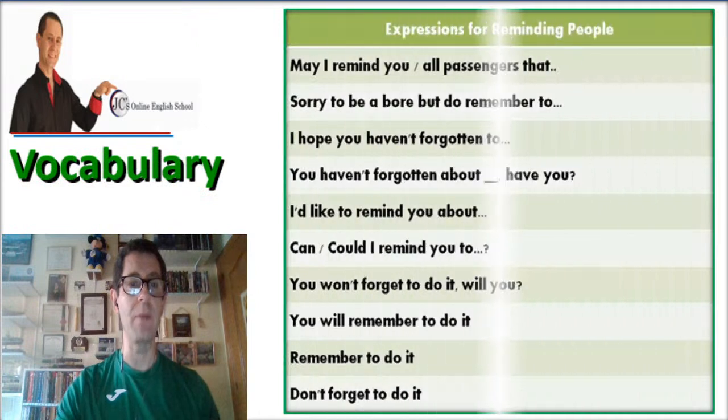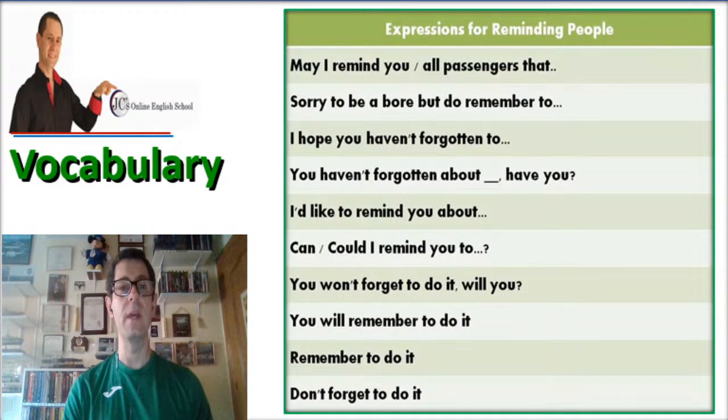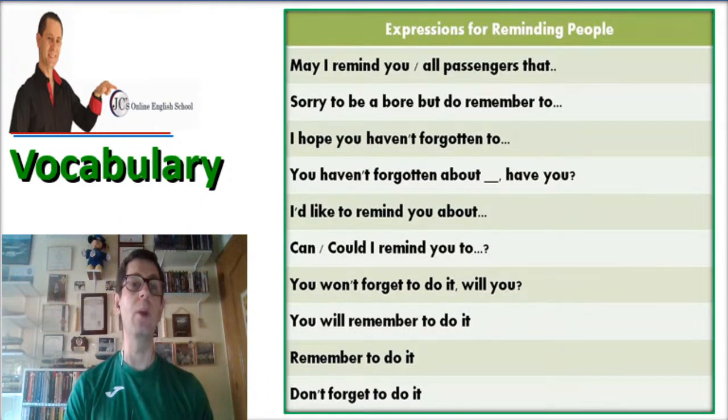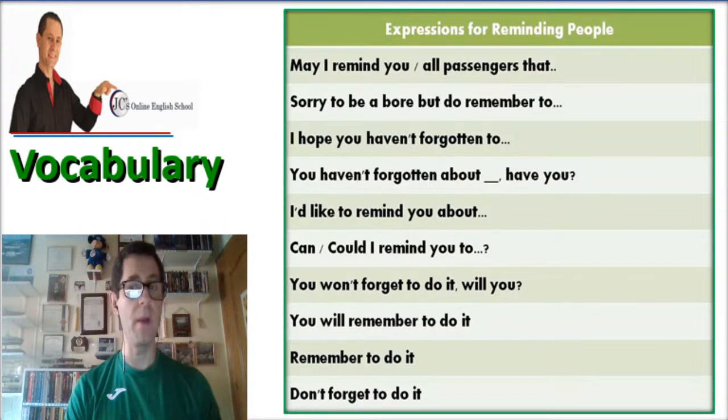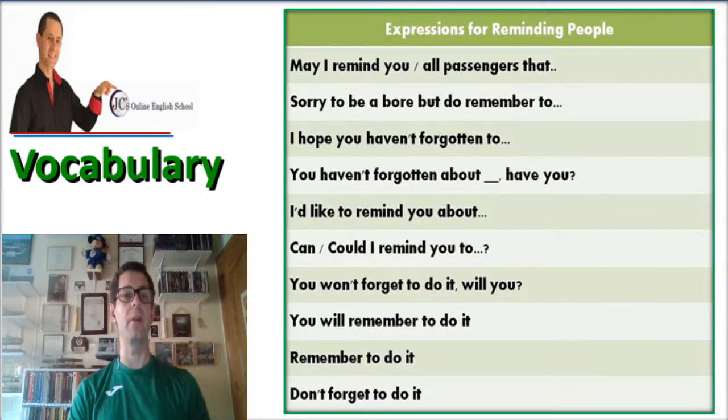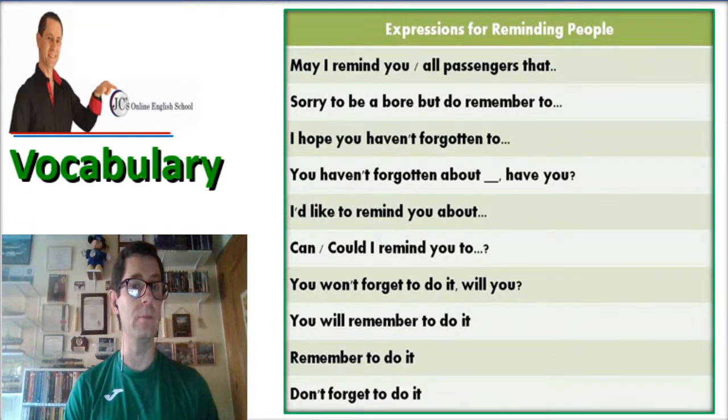Let's move on with more vocabulary. Now we're going to review expressions for reminding people to do something. For example, you could say, may I remind you, or may I remind all passengers that whatever. Another expression is, sorry to be a bore, but do remember to. Another one is, I hope you haven't forgotten to. Another one is, you haven't forgotten about, have you? I'd like to remind you about is another one.